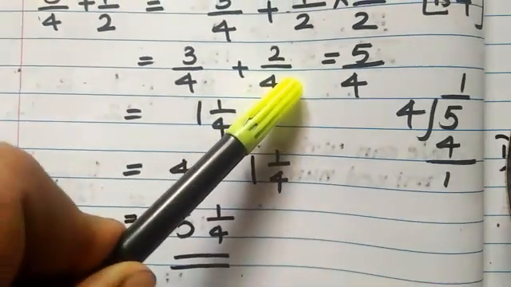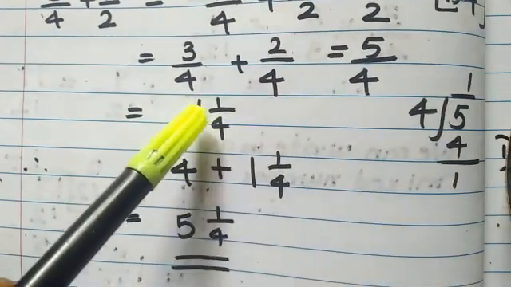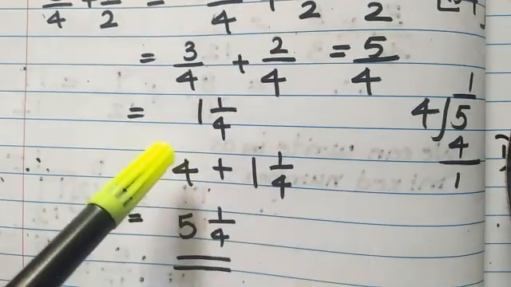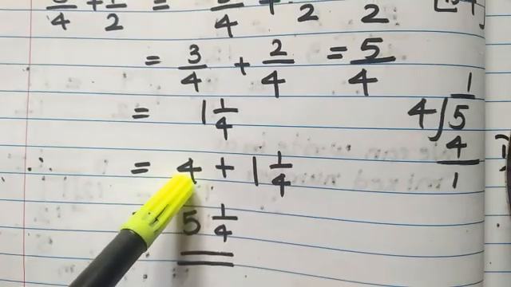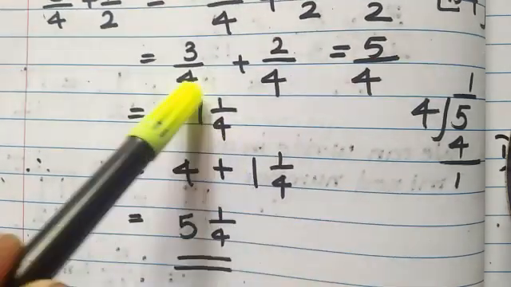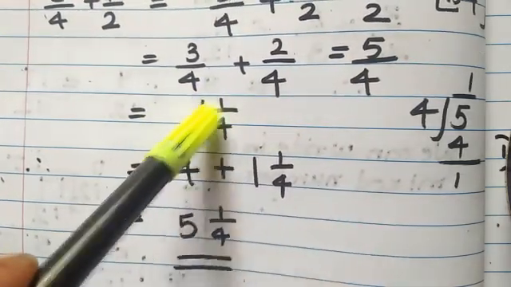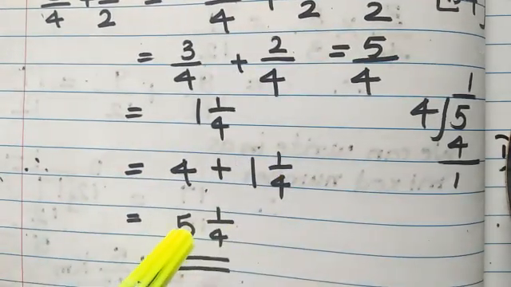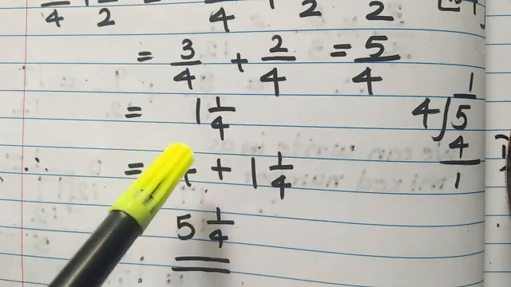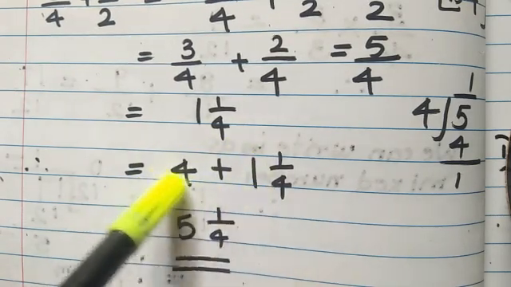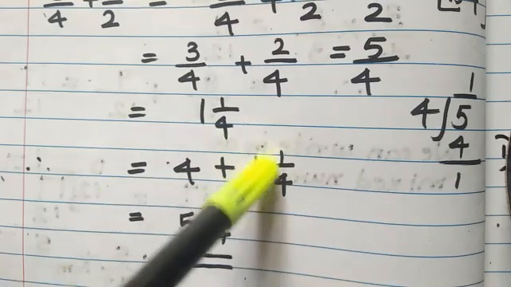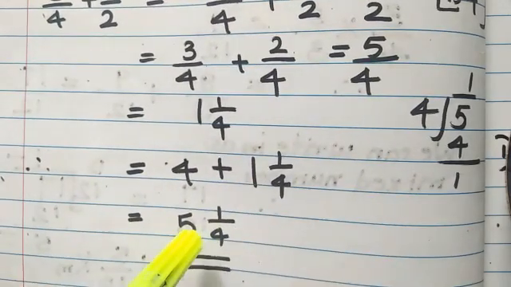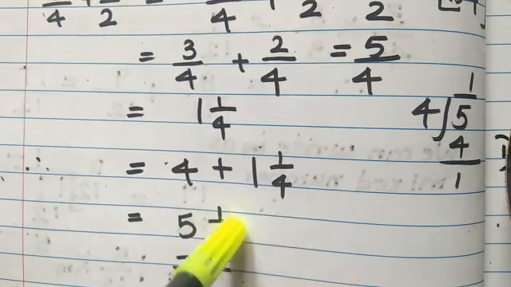This 5 by 4 we converted into the mixed fraction 1 1 by 4. Then we already got the whole numbers sum as 4. So 4 plus this fractions sum 1 by 4. So 4 plus 1 by 4 is equal to 5 1 by 4. Here we also added whole numbers separately, 4 plus 1, 5. Then we write this fraction here. That is the method: 5 1 by 4.